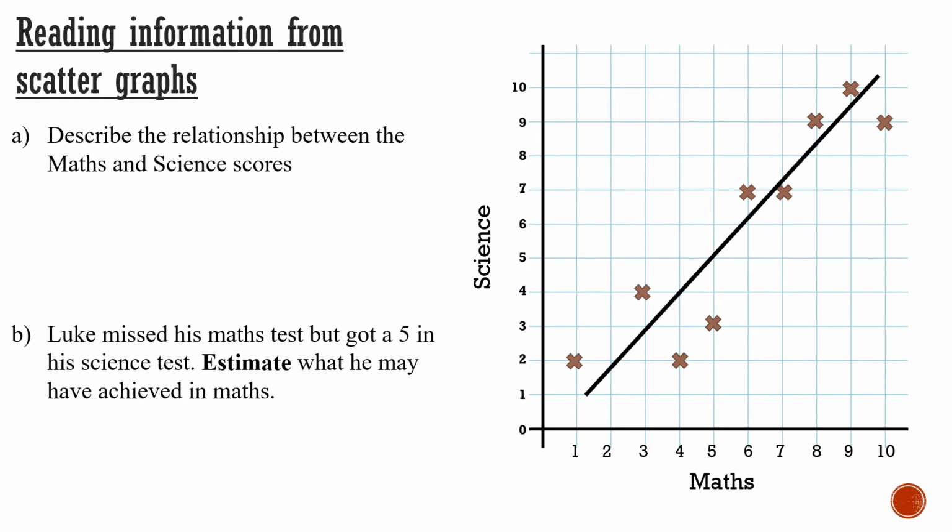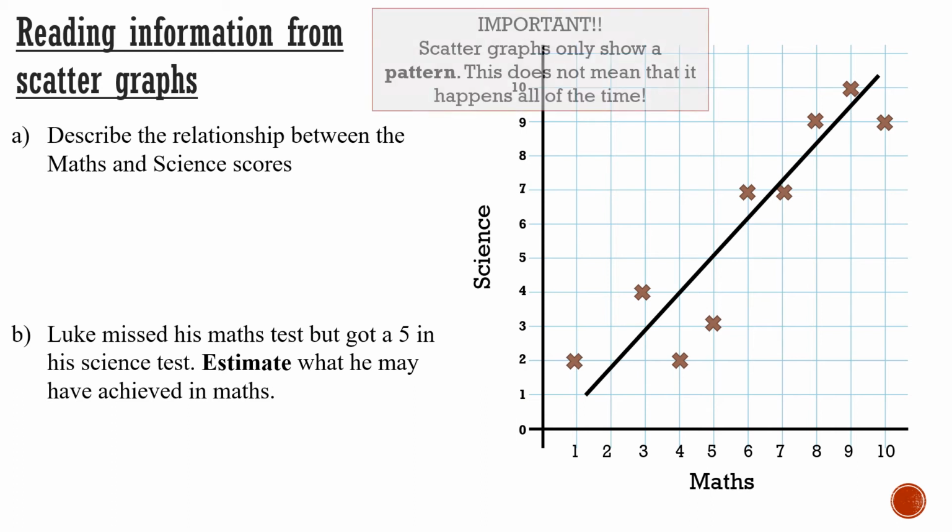Okay, now we're moving on to reading information from scattergraphs. So this time the scattergraph's all complete. My line of best fit is on there. I now need to answer some questions about it. So when it says describe the relationship between maths and science scores, it means it wants you to write a sentence just telling me what's happening. Okay, so something like this.